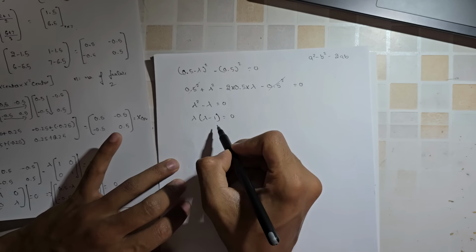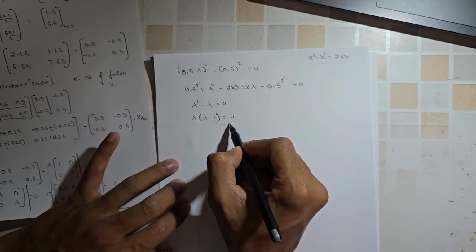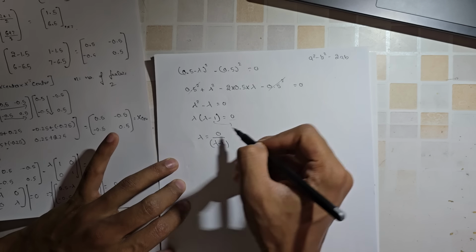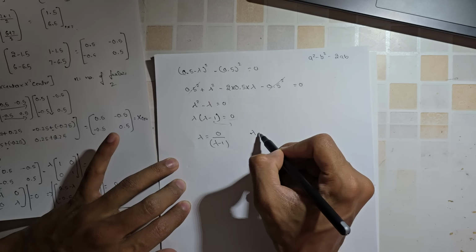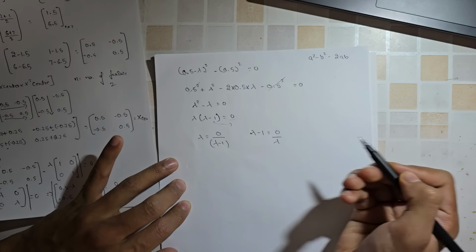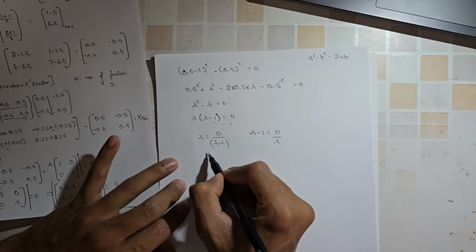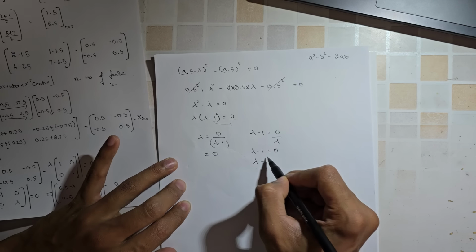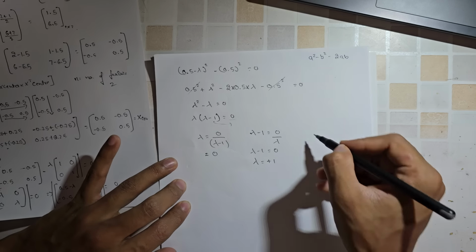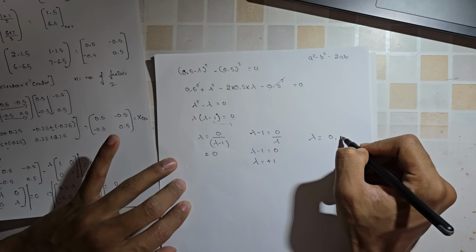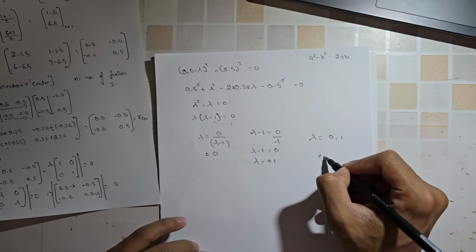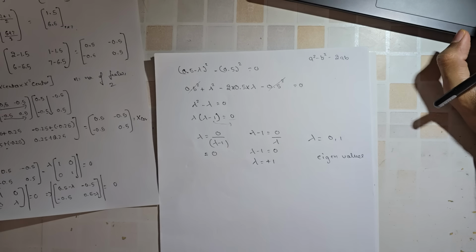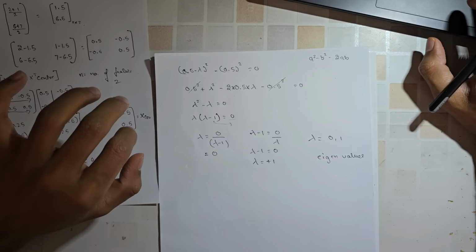So now you have to do two things. One, this bracket will go to the denominator of 0, so lambda is equals to 0 by lambda minus 1, or lambda minus 1 is equals to 0 divided by lambda. Here it is equals to 0. Here lambda minus 1 is equals to 0, lambda is equals to 1 will go there, plus 1. So you got the values lambda is equals to 0 and 1. Okay, so now these are your eigen values.